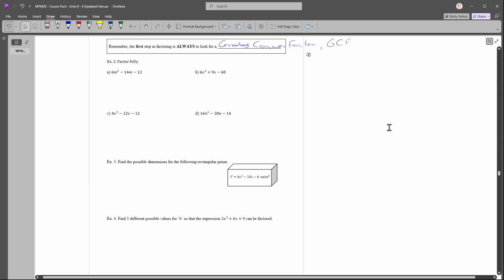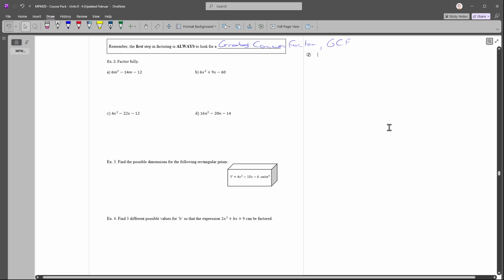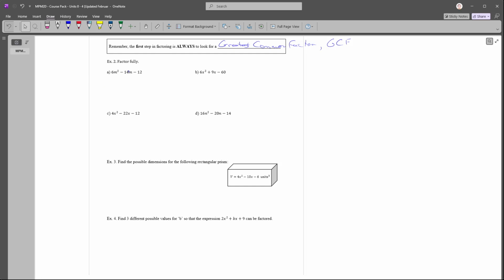So looking at this first one, 6m squared minus 14m minus 12. Is there anything that we can remove from all of these terms? Yeah, of course there is. All of those divide by 2. Is there any variable we can remove? No, there's no variable that's common amongst all of them. So the first thing we're going to do is find that greatest common factor, which is just a 2. It'd be nice if it were more, but it's not. So in this case, we end up with 3m squared minus 7m minus 6.